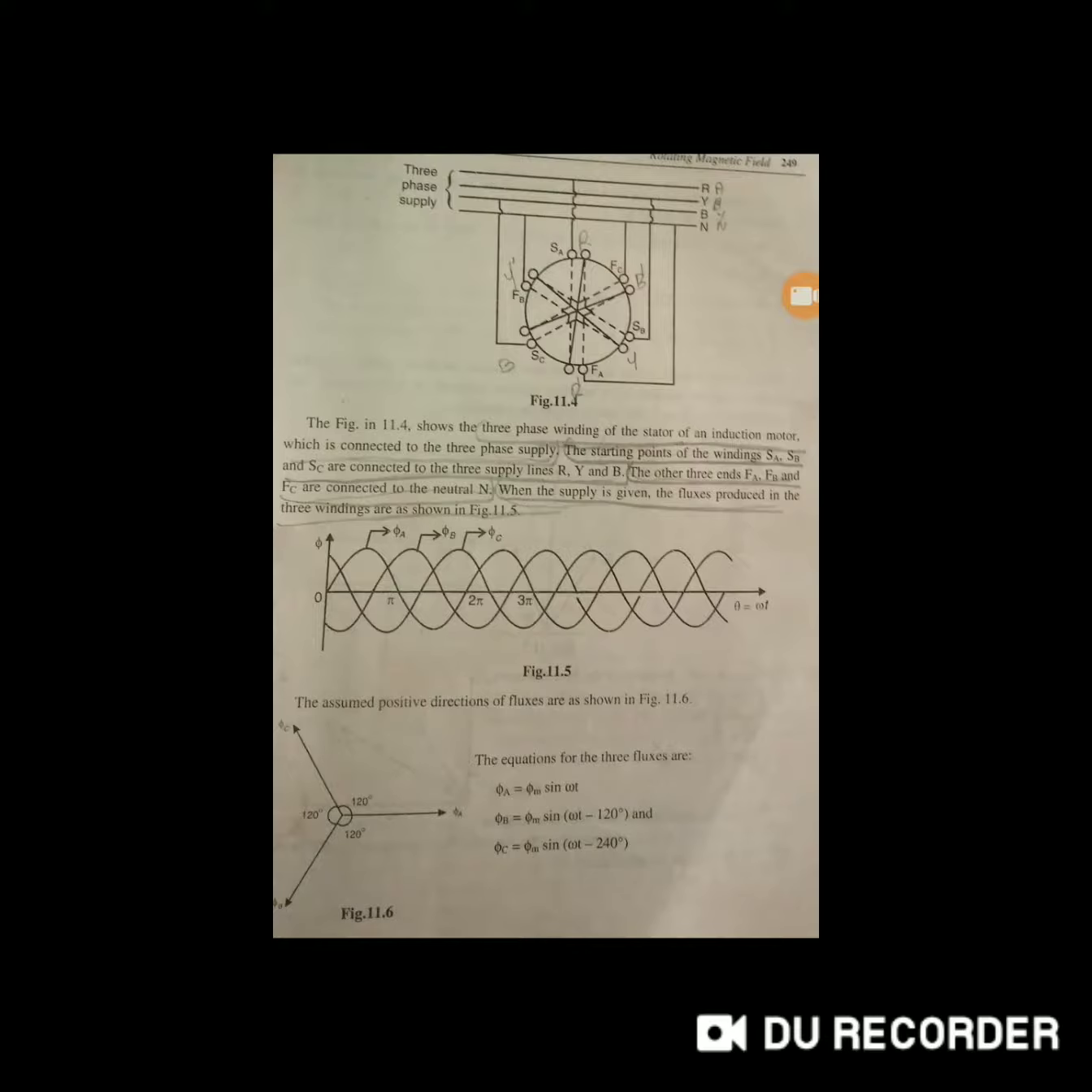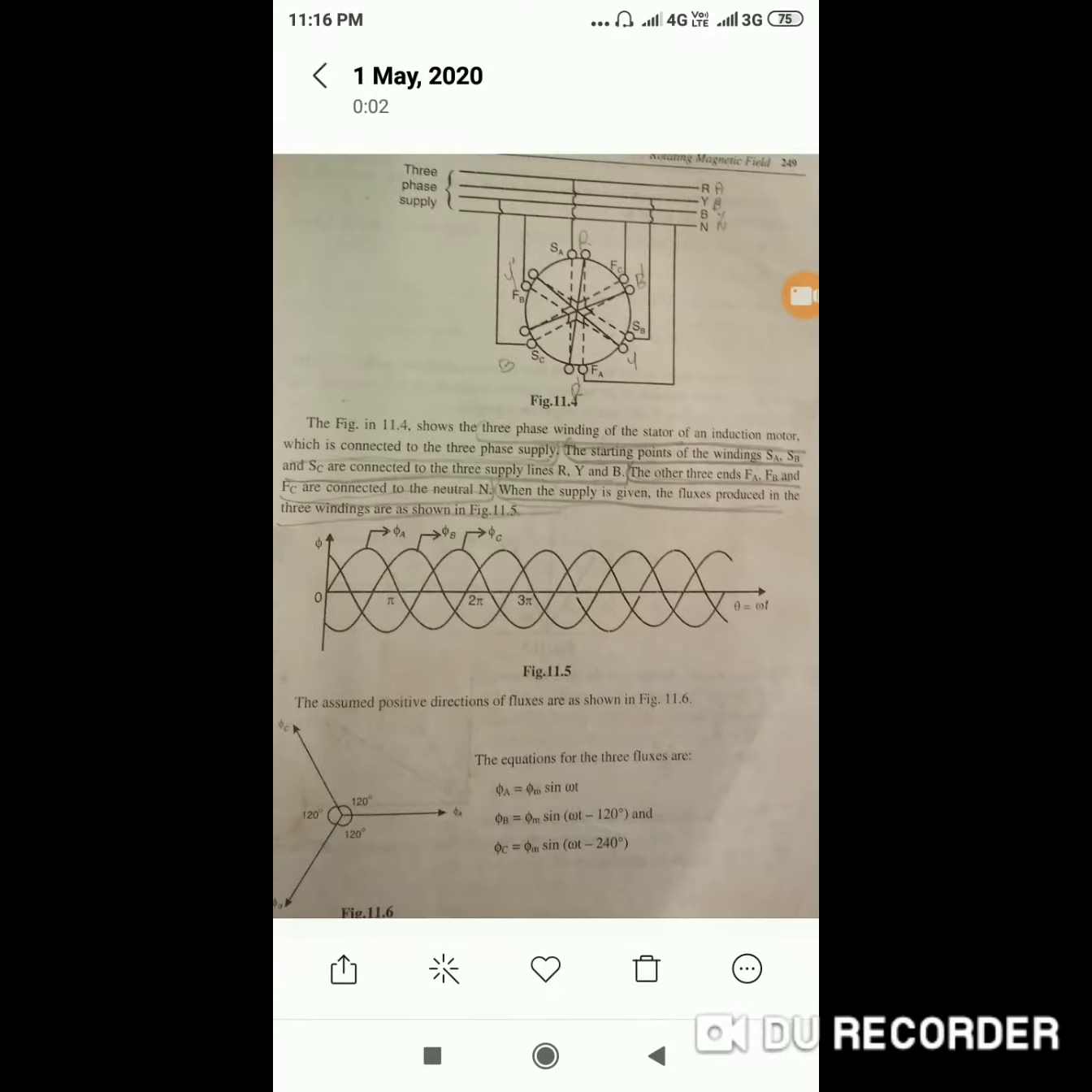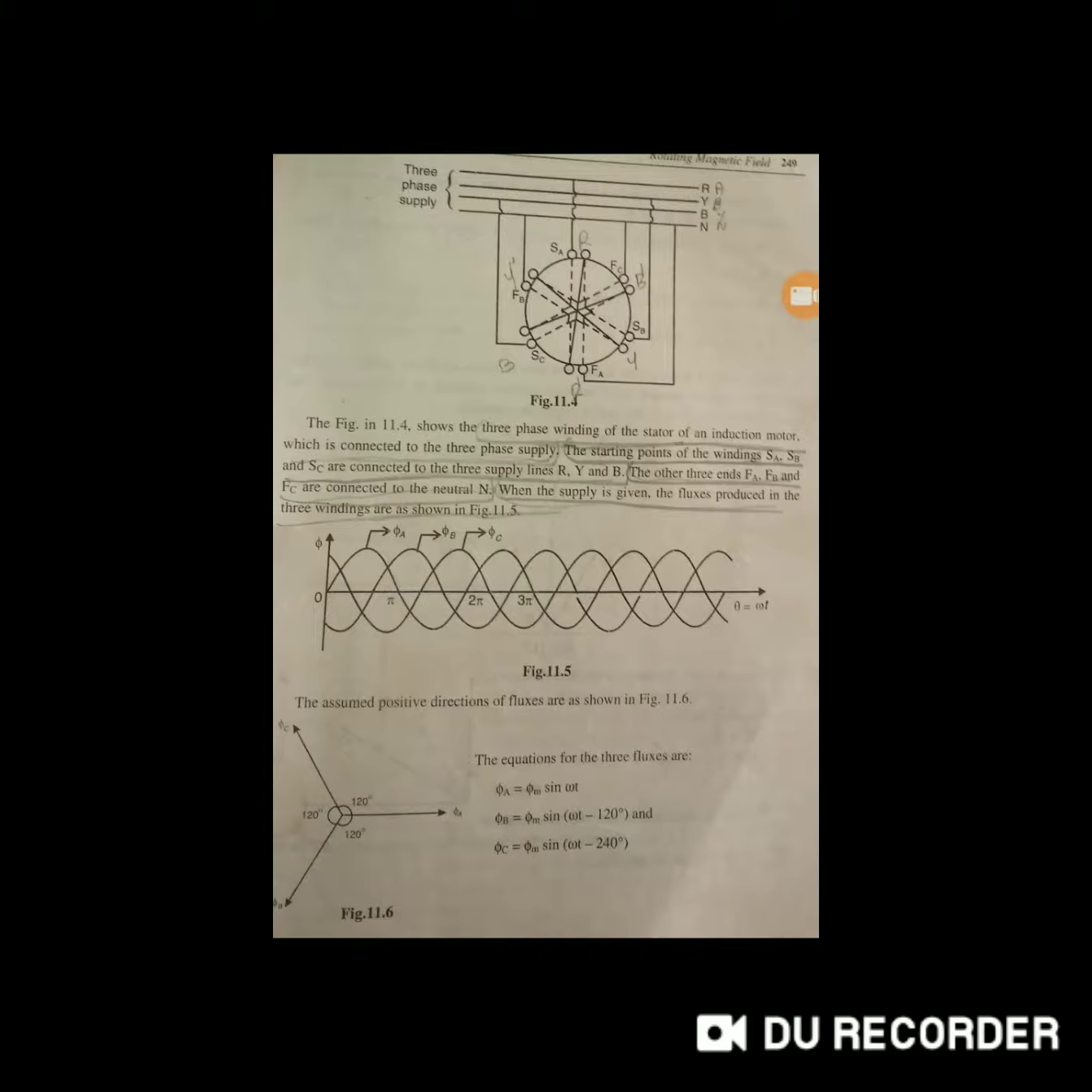In the first condition, it starts from the origin. So the phi A equation will be phi m into sine of omega t, because there will be no leading or lagging. In the second condition, phi B, you can see it's lagging: phi m sine omega t minus 120 degrees. Why 120 degrees? Three-phase means it should have a phase difference of 120 degrees.